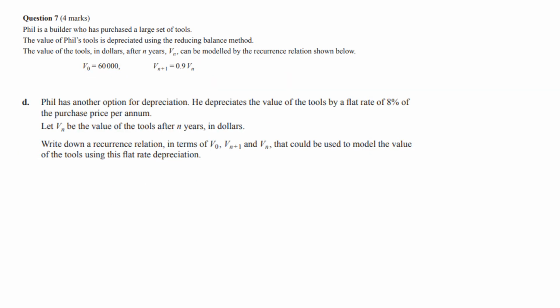Okay, so now we're being asked to actually write a recurrence relationship because he's depreciating now by a flat rate of 8%, flat rate. So all that stuff, get it out of your head. Well, not all of it, you need the V0. And you've got to write a recurrence relationship. So V0 equals 60,000, comma, Vn plus 1 equals, now this is going to be just subtraction, because we're depreciating. We've got to work out how much you're subtracting by, and that's 8% each year. So it's 8% of 60,000.